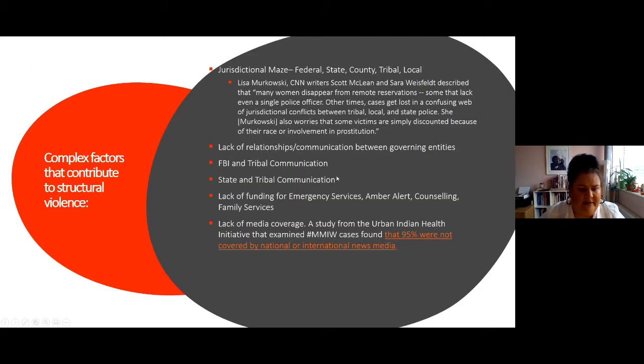Some of the complex factors that contribute to the structural violence is this jurisdictional maze. So in the states, you will have what's called the federal, state, county, tribal, and local governments. Lisa Murkowski is an American lawyer and politician that serves as the senior United States Senator for Alaska. Along with CNN writer Scott McLean and Sarah Westfield, they describe that many women disappear from remote reservations, with many of these remote reservations not even having one single police officer. Other times cases get lost in this confusing web.